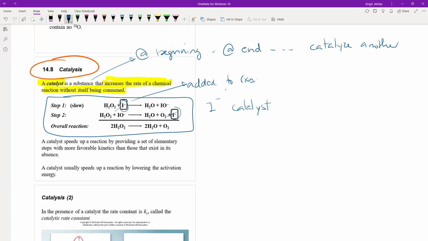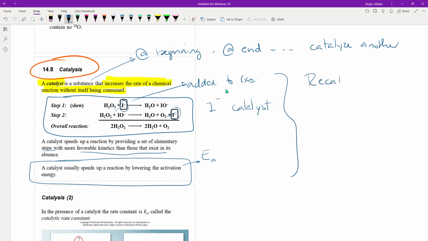So the way that catalysts work is that they are able to speed up reactions by providing a set of elementary steps with more favorable kinetics than those that exist without the catalyst, right? And typically that means that a catalyst will speed up a reaction by lowering the activation energy. Remember, the activation energy is Ea. And if you recall from the Arrhenius equation, we saw that the rate constant k is equal to A, the frequency factor, times e to the negative activation energy over RT.